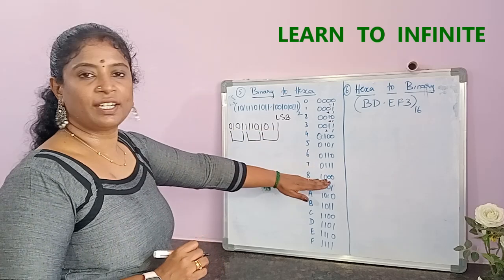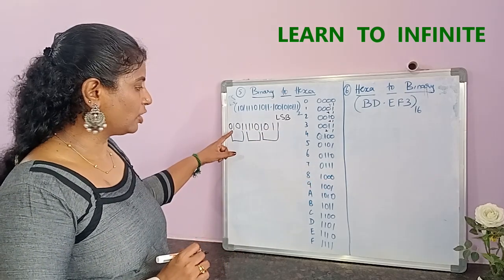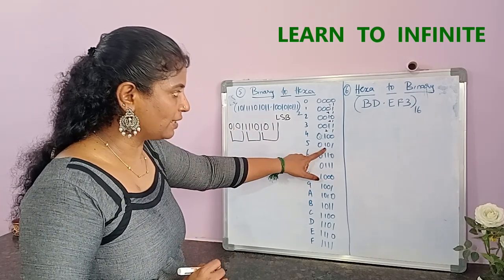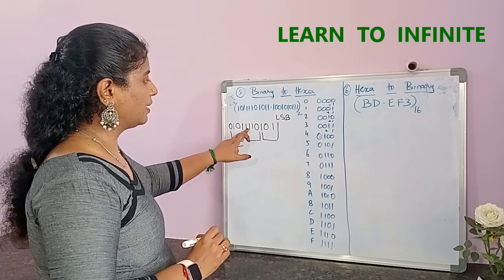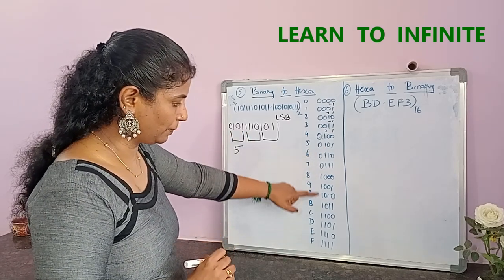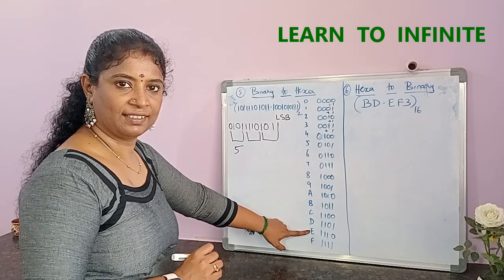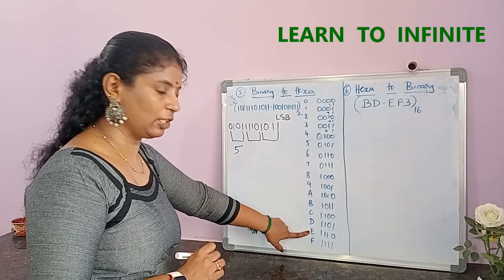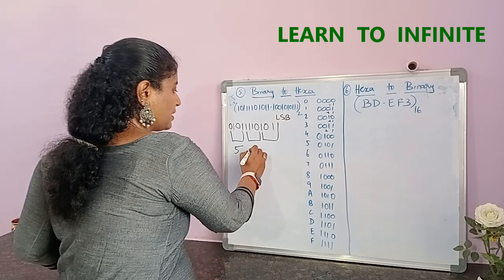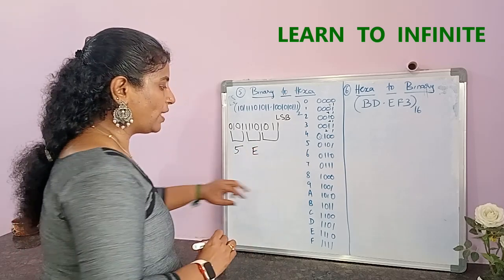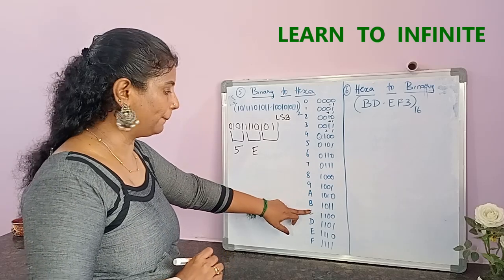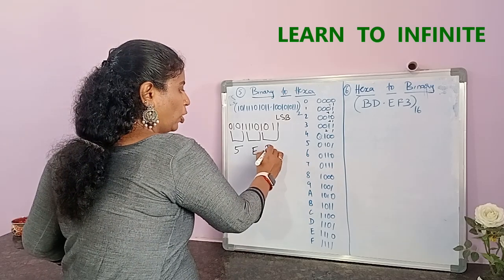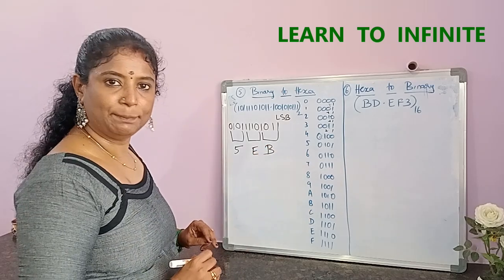So see the corresponding hexadecimal number over here. What is 0 1 0 1? So 0 1 0 1 stands for 5, right? Okay. Next is 1 1 1 0. So 1 1 1 0 is E. Can you see here? 1 1 1 0 is for E. Again 1 0 1 1. So 1 0 1 1 stands for B. So our whole part answer is 5EB.